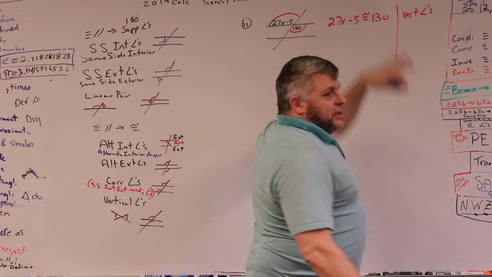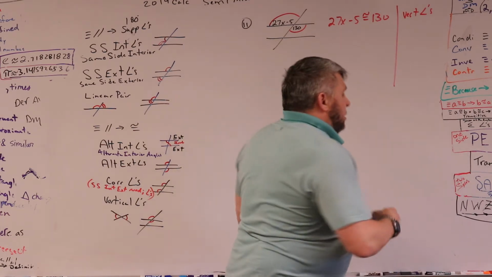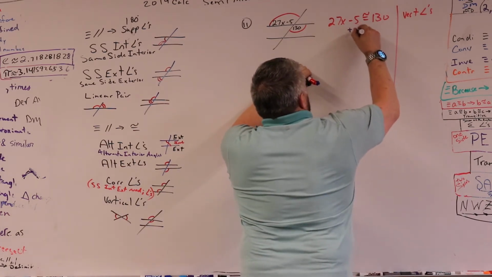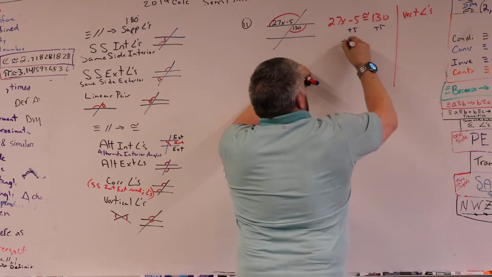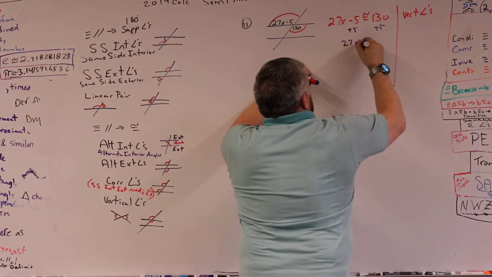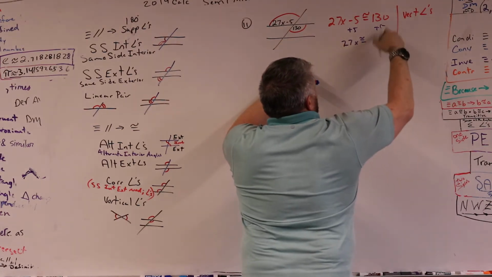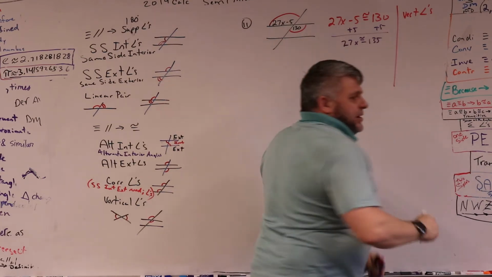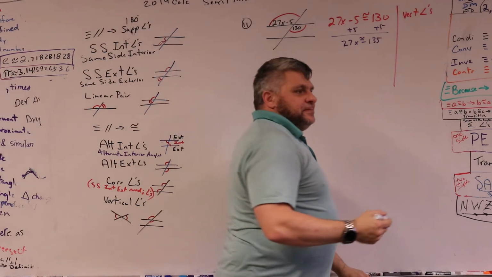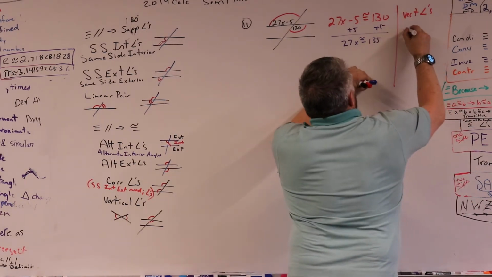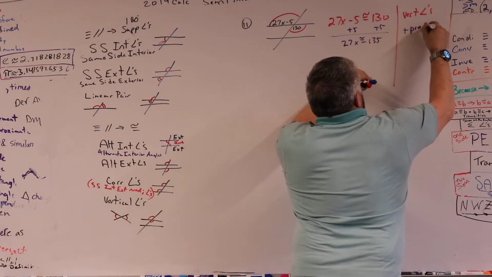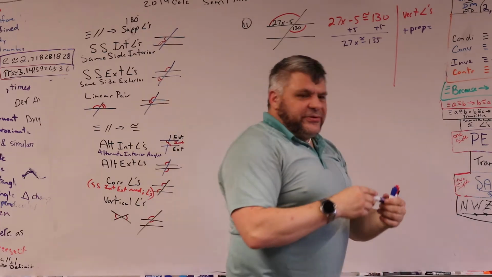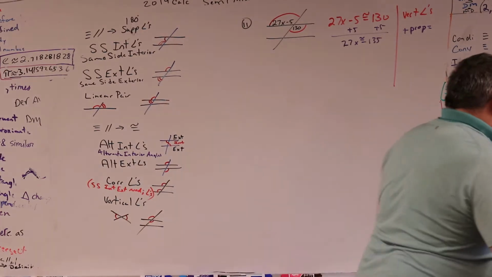How do I get x alone? By adding 5. Okay, so I add 5, and I get 27x is congruent to 135, right? And what property is that when we add 5 to both sides? Plus property. Yeah, so addition property of equality, right?